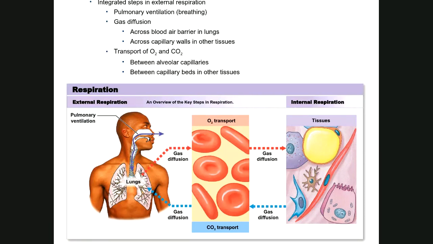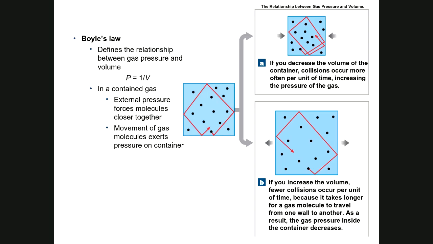And just to remind you, what is Boyle's law? It defines the relationship between the gas pressure and the volume. As you can see, it's inverse. So in other words, if you decrease the volume of a container, the collisions between the particles inside of this container are going to increase the pressure. And if you increase the volume, there are going to be fewer collisions, and therefore the pressure is less. So this is why the pressure, following Boyle's law, is inverse to volume.